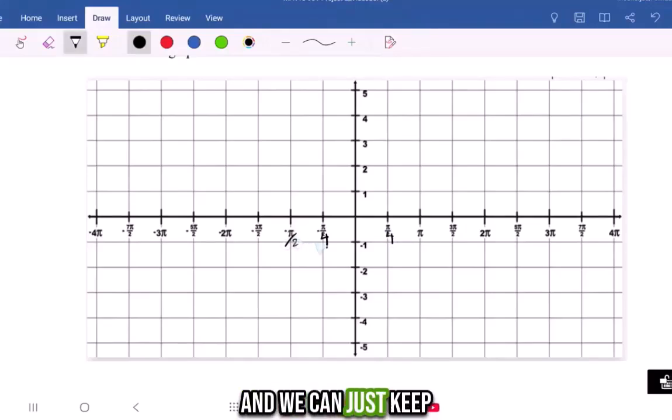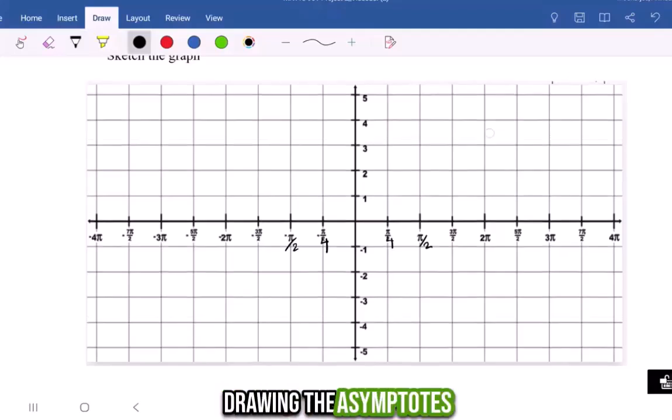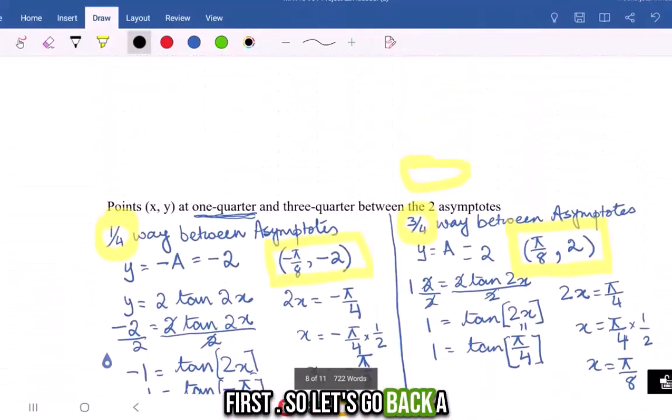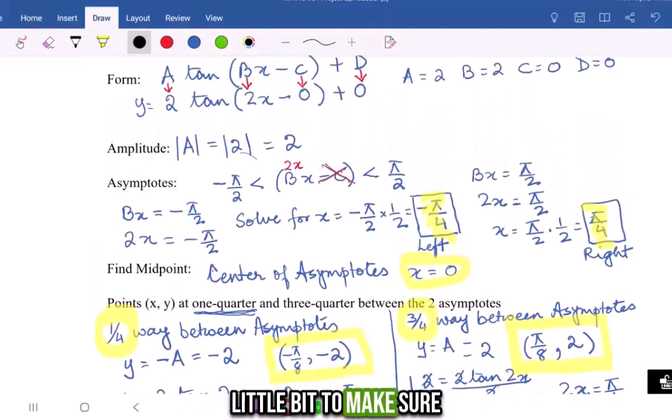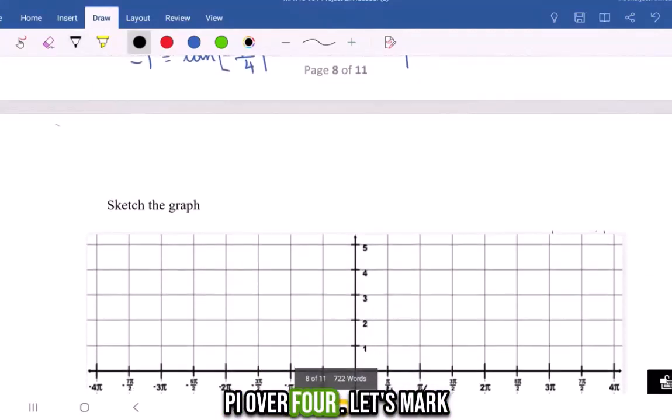All right, and we can just keep going, minus pi over 2, positive pi over 2 on the other side, and so on. But we have been asked to draw the graph within one period. So as long as we stay between negative pi over 4 and positive pi over 4, that's good enough. We'll start by drawing the asymptotes first. So let's go back a little bit to make sure we got the asymptotes right. It's at negative pi over 4 and positive pi over 4.